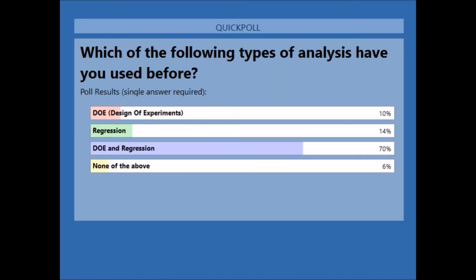All right, we've closed the poll, and we have 10% have used DOE before, 14% regression, 70%, that's a good amount, both DOE and regression, and 6% none of the above.